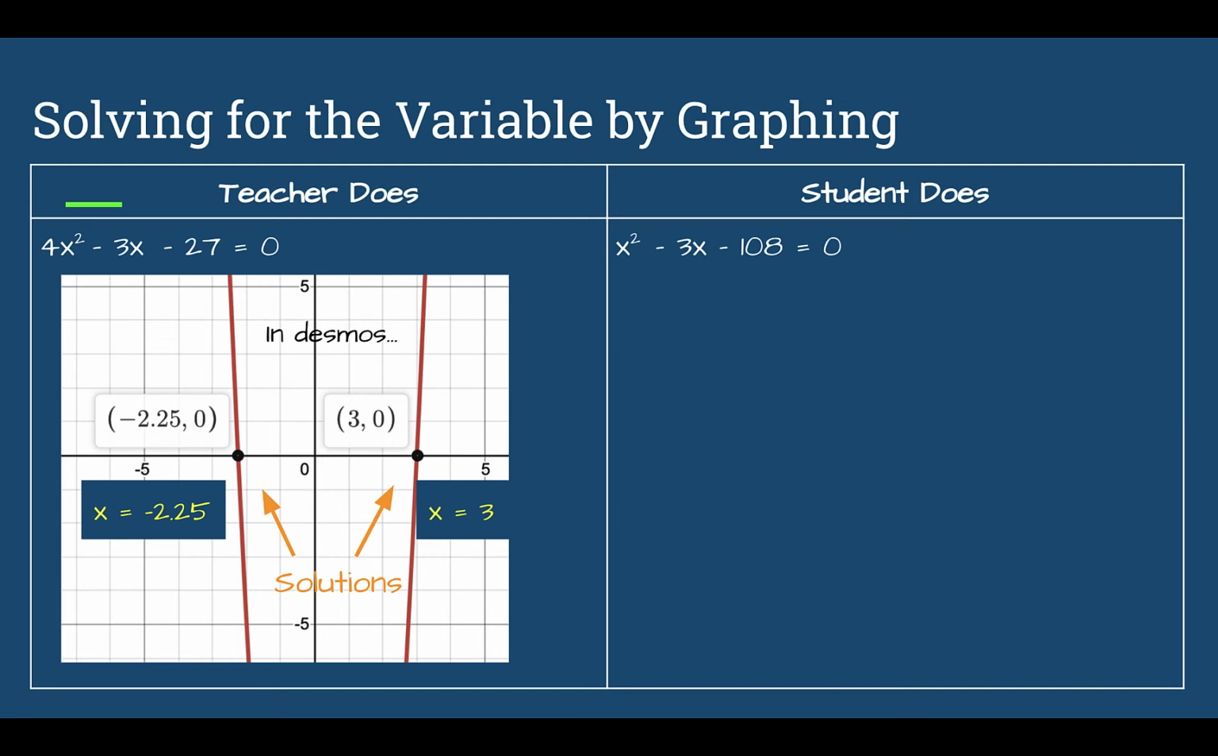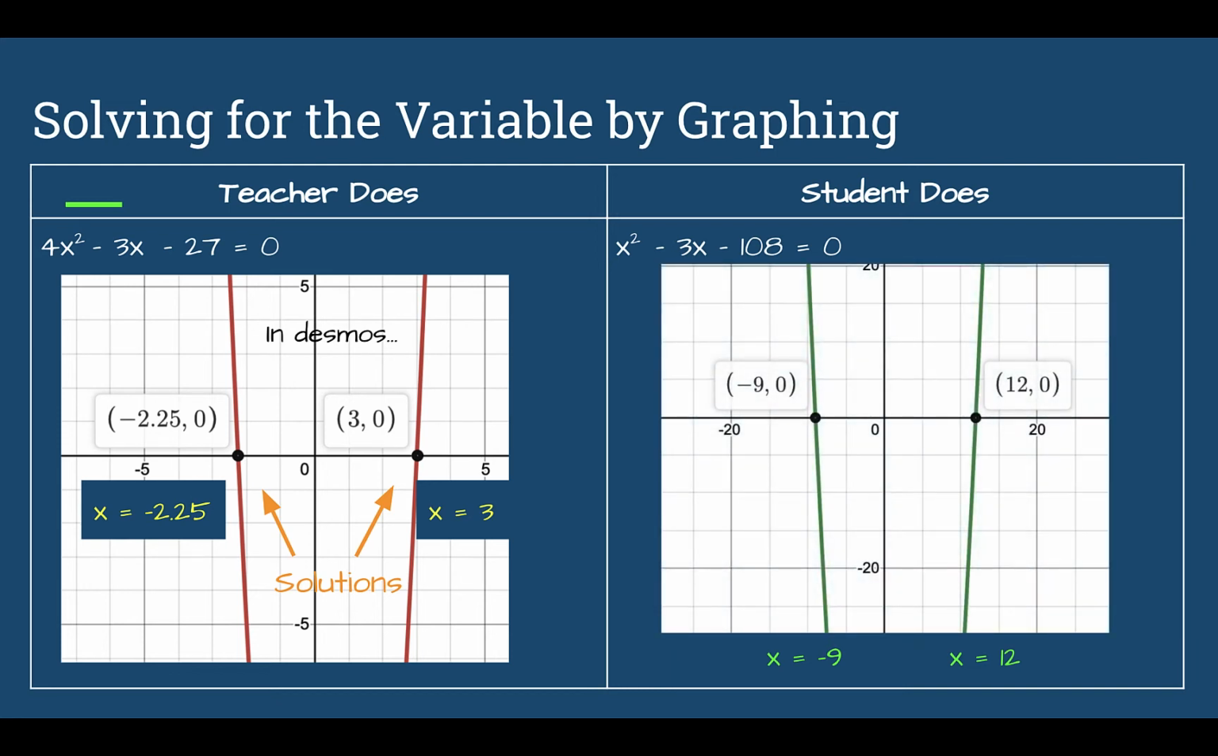So now it's your turn. Pause the video. Solve this quadratic by graphing and using Desmos. Let's check. You should have got your solutions as x equals negative 9 and x equals 12. If we graph on Desmos, we have our two dots there, negative 9, 0, and 12, 0. So that's how we get our answers.